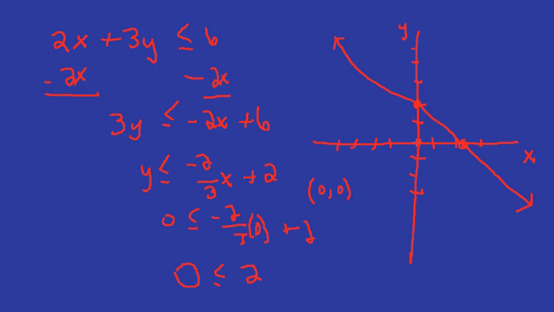So that means this ordered pair makes this true. So what that means is I'm going to shade on this side, because this side represents all the ordered pairs that will make this particular inequality true. And we'll do the same type of problem in part 2.